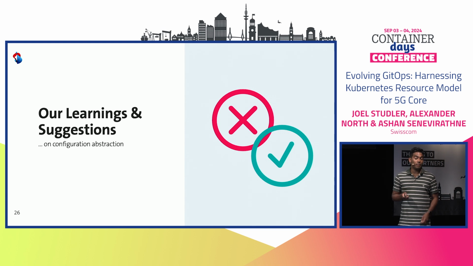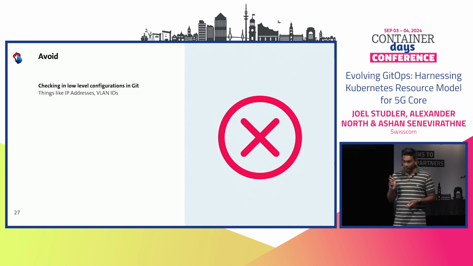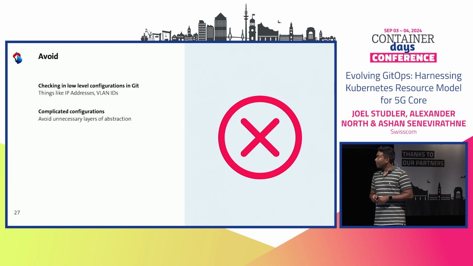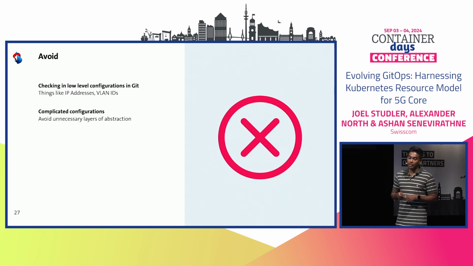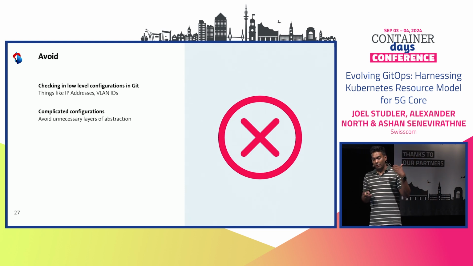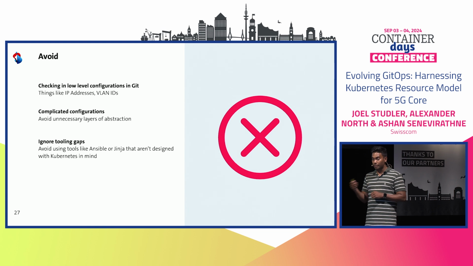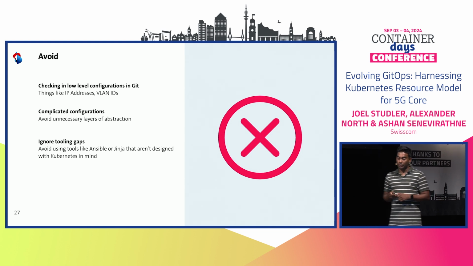We've also spent quite some time on config abstraction, so we would like to share learnings and some suggestions. We would like to avoid checking in low-level configs in Git, so things like IP addresses, VLANs, and all the other nitty-gritty information that's not needed and that can be dynamically done by the surrounding tools and operators. Introducing abstraction is nice, but be cautious. Don't introduce too many levels of abstraction, so only introduce abstraction where it will simplify your processes. Ignore tooling like Ansible or Jinja. Don't force them on where they don't belong to do the Kubernetes native work.